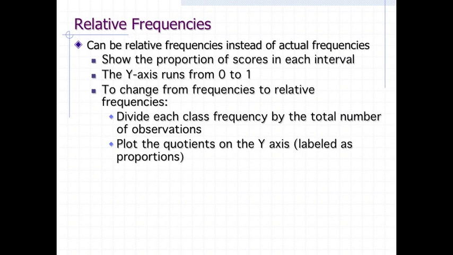Histograms can be based on relative frequencies instead of actual frequencies. Histograms based on relative frequencies show the proportion of scores in each interval rather than the number of scores. In this case, the y-axis runs from 0 to almost 1. You can change a histogram based on frequencies to a histogram based on relative frequencies by A, dividing each class frequency by the total number of observations, and then B, plotting the quotient on the y-axis labeled as proportions.